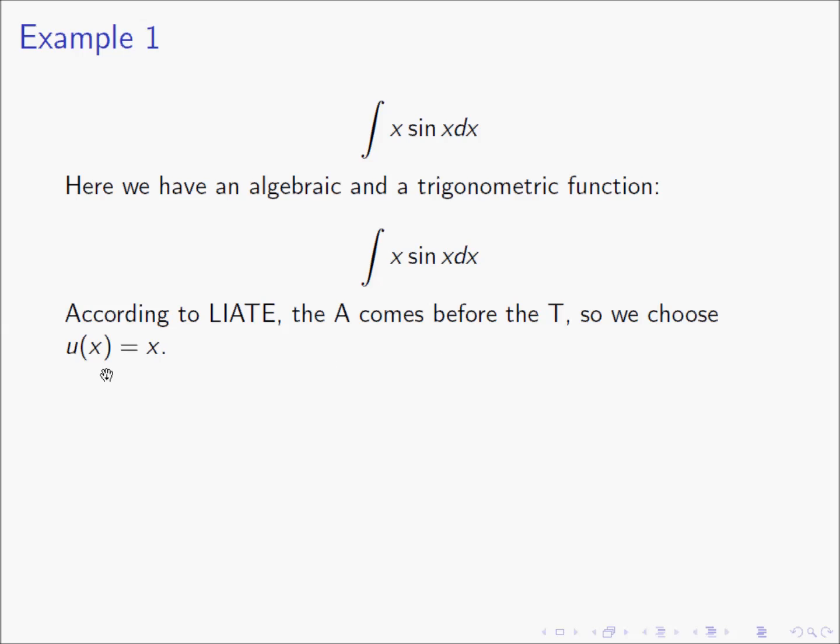So this is how we solve. I don't know if you remember, but we solved this integral in part 1. And this is how we solved it. We chose u of x equals x, but at that time you didn't know how I chose u of x.